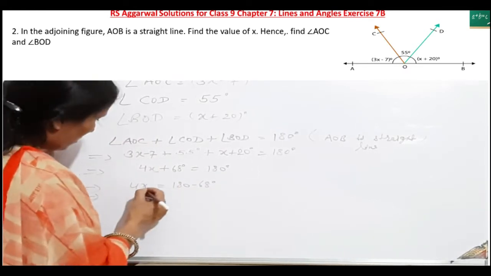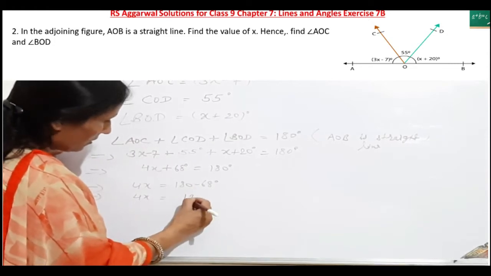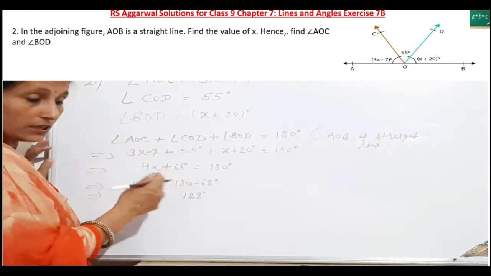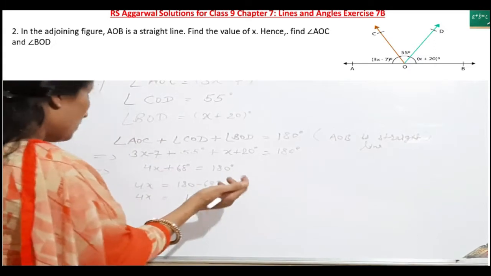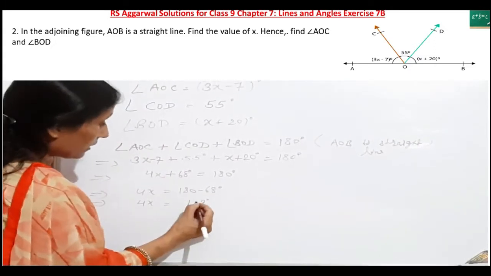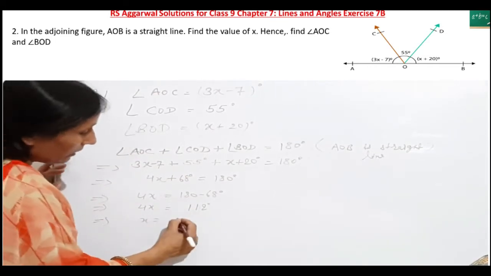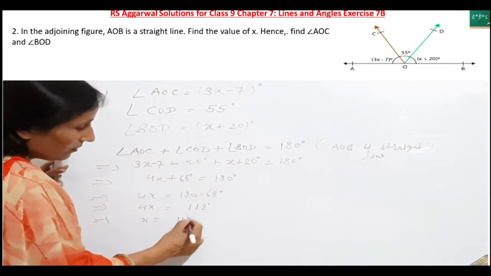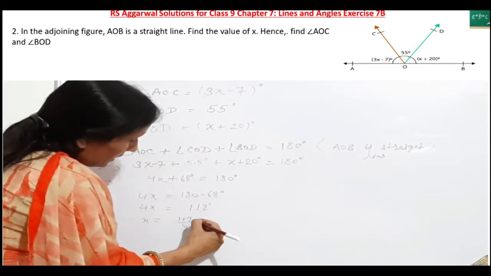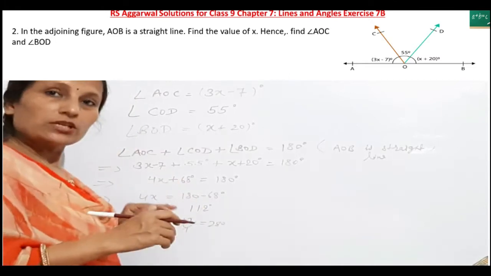Now 4x is equal to, after subtracting we will get, let me see once, 112. It will be 112. Now we divide 112 by 4 and we will get 28 degree. So the value of x is 28 degree.